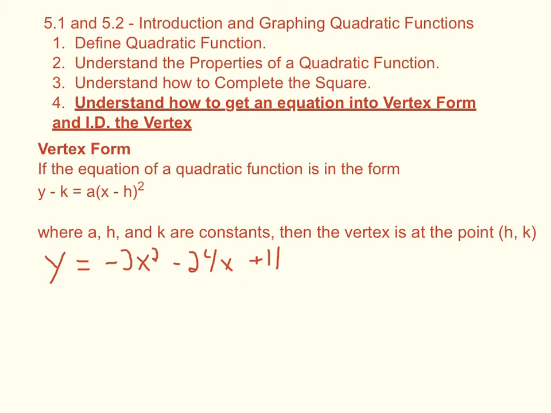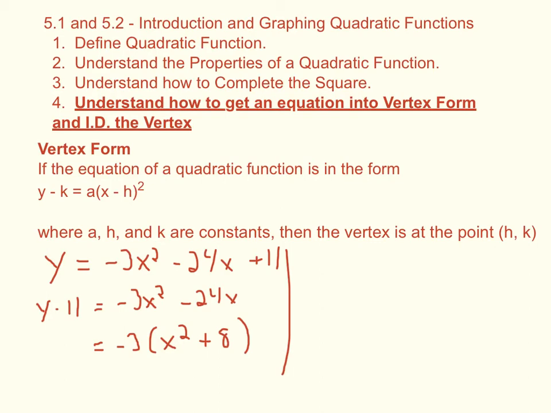Y equals -3x squared minus 24x plus 11. Let's subtract 11 from both sides. Y minus 11 equals -3x squared minus 24x. Okay. Now what do we do? We have to factor the -3 out. That equals -3 times the quantity x squared plus 8x. Let's go to this side. Now, we want to complete the square. So what does that mean? What is half of 8? Half of 8 is 4. 4 squared equals 16.